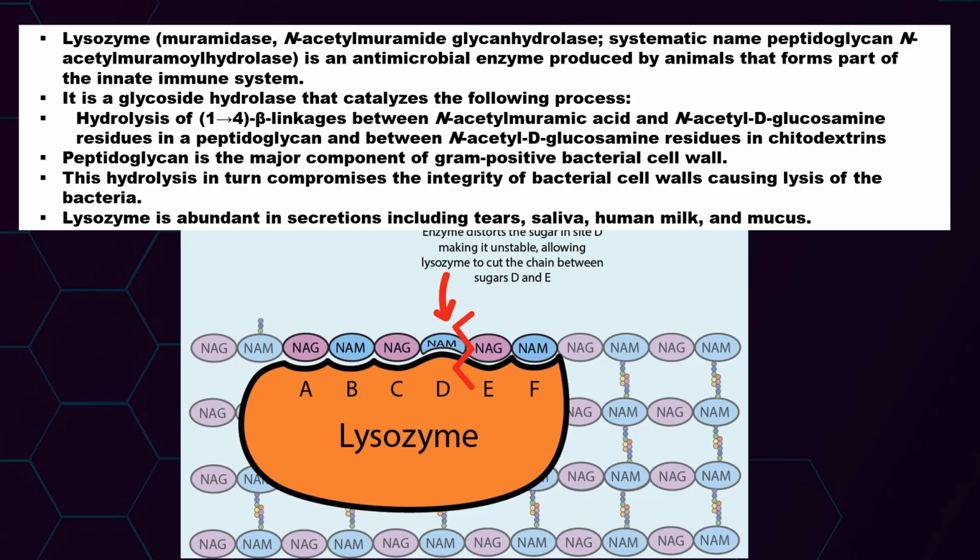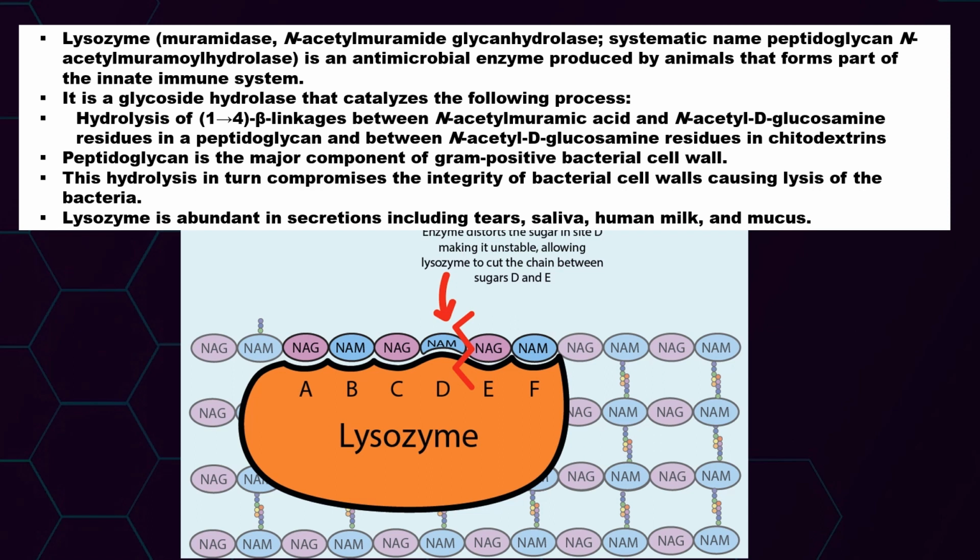So the next protein is lysozyme. Lysozyme is abundant in human secretions including tears, saliva, milk and mucus. It is a part of the first defense mechanism, that is the innate immune system. It is an antimicrobial enzyme that leads to lysis of the bacterial cell wall, and it is a glycoside hydrolase that catalyzes the hydrolysis of the 1,4-beta linkage between NAM and NAG.